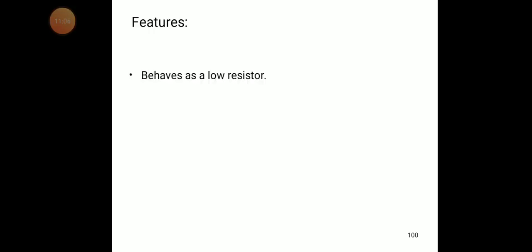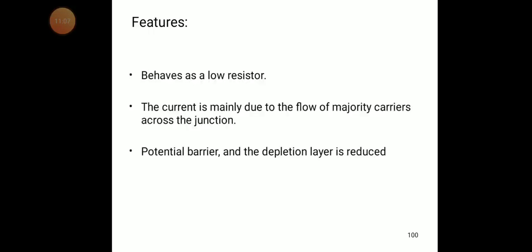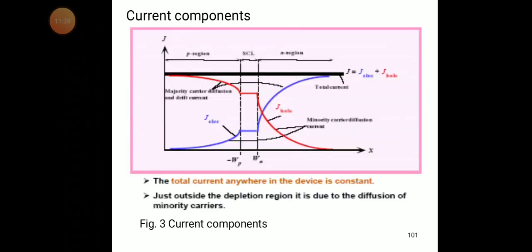So what are the features of this forward bias? The diode behaves as a low resistor. The current is mainly due to the flow of majority carriers across the junction. Why is the current flowing? Because the majority carriers cross the junction. The potential barrier and the depletion layer are reduced.